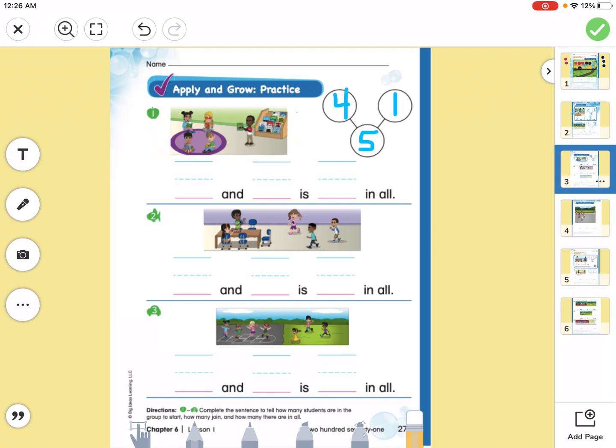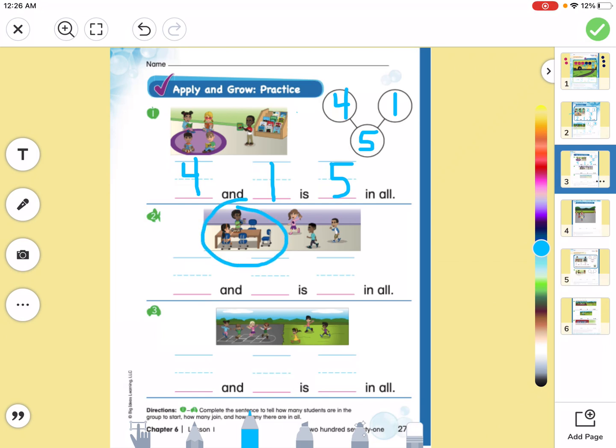So let's do that here on our addition problem. Okay, so we had 4 students on the rug, and 1 more, 4 and 1, so 1 was standing up with a book, is 5 in all. Okay, so 4 and 1 is 5 in all. Okay, let's look at the children here that are sitting. Okay, there's 1, 2. It doesn't give us a number bond, does it? So we have to do an addition.